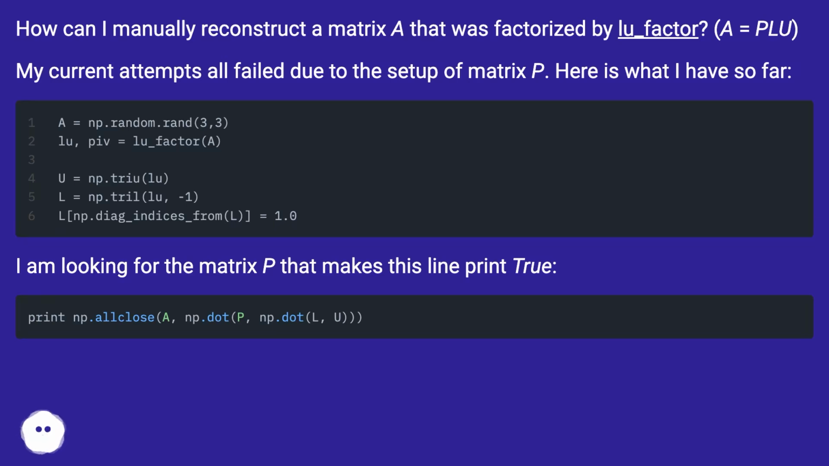Here is what I have so far. I am looking for the matrix P that makes this line print True. Any hint, link, or suggestion is appreciated.